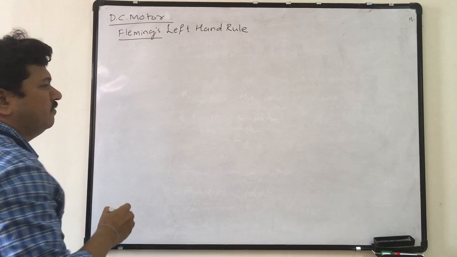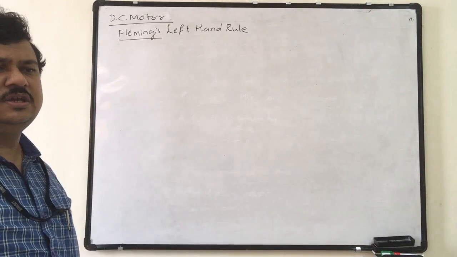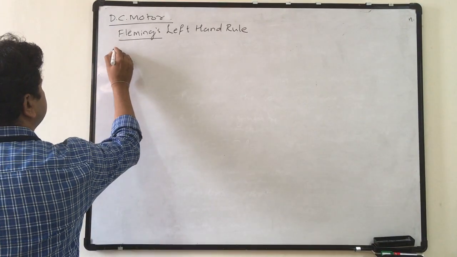The induced EMF is given by Fleming's right hand rule. The force exerted is given by Fleming's left hand rule. Okay. So what does it state?